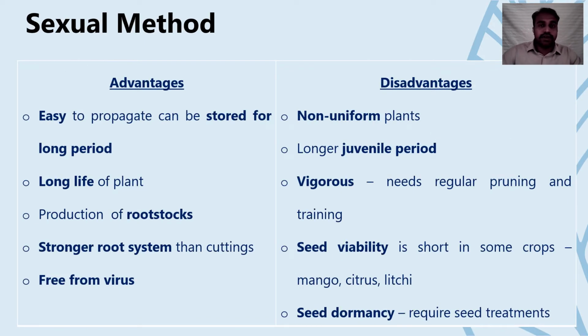So coming to the advantages and disadvantages of the sexual method first. The most important advantage is that it is easy to propagate using the sexual method. For example, you have a fruit and there are some seeds which you got from the fruit. You can just wash them off and put them in the soil and they start growing. It's as easy as that.